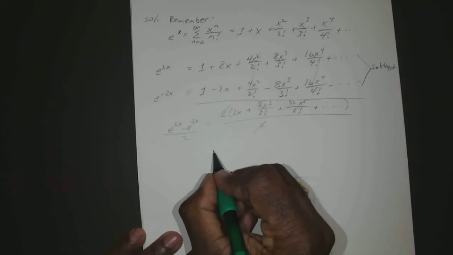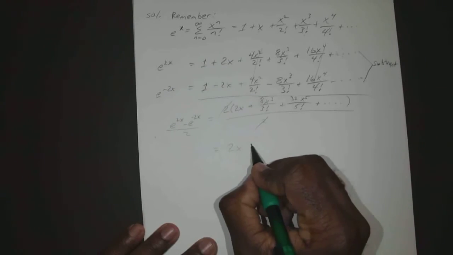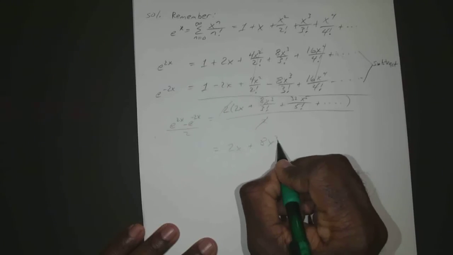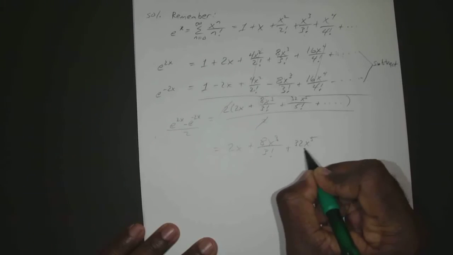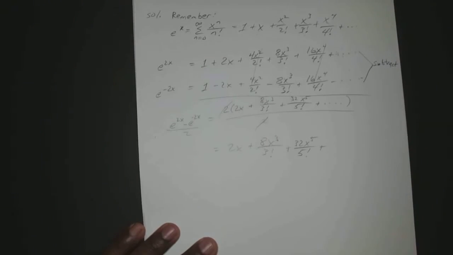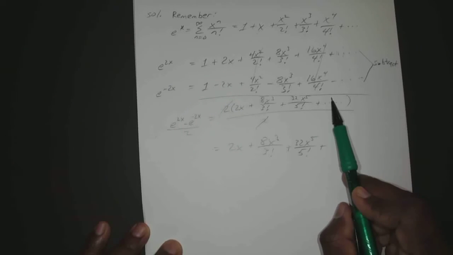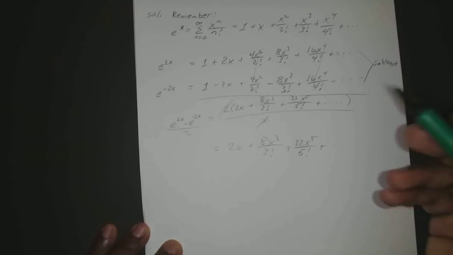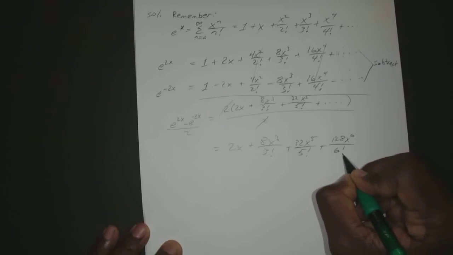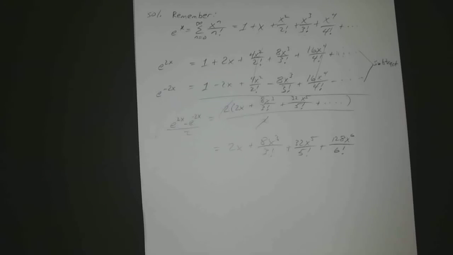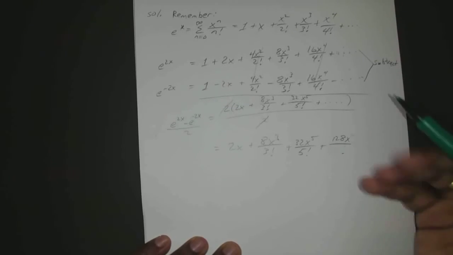All right. So that leaves us with 2x plus 8x to the 3rd over 3 factorial plus 32x to the 5th over 5 factorial plus, I believe that would have been 32, then 64, 128. So 128 x to the 7th over 7 factorial. X to the 7th. 7, thank you. That's what I meant. Seeing if you're paying attention.